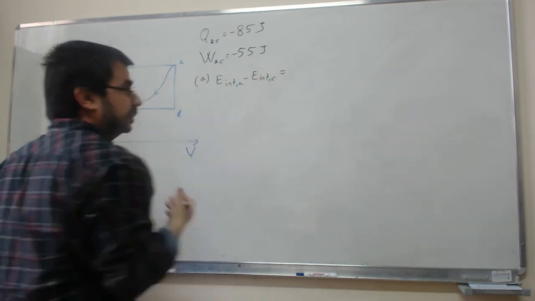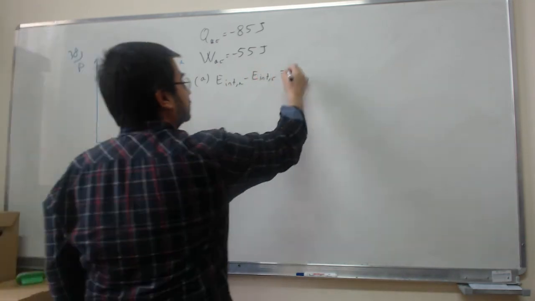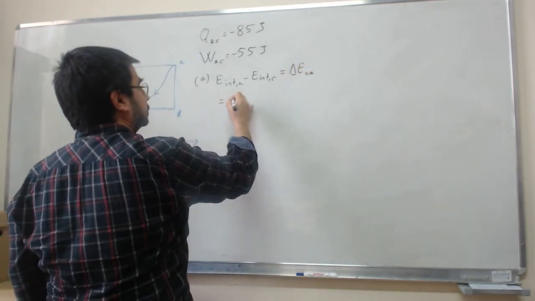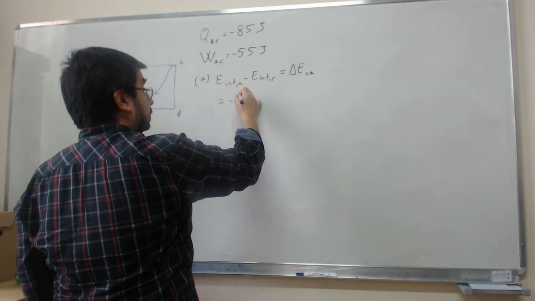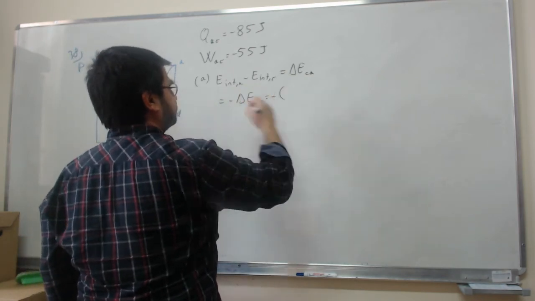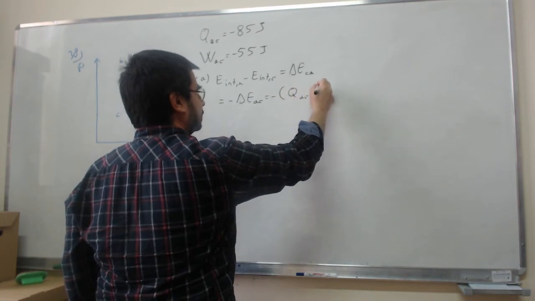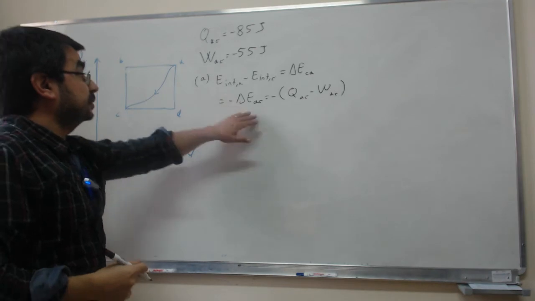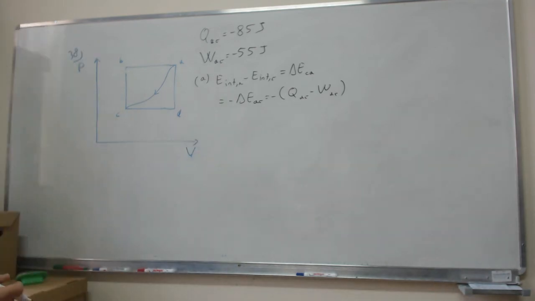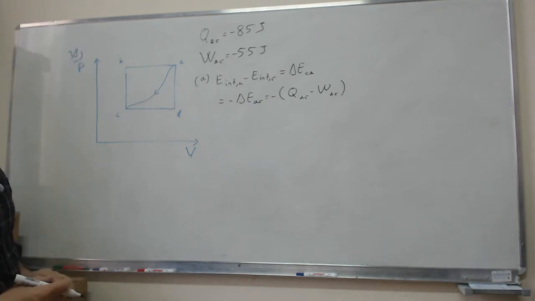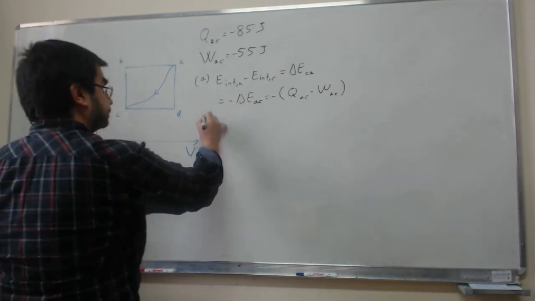Now, if you look at the previous problem, you already know that this is delta E CA, which is just minus delta E AC, which is just minus QAC minus WAC. Right? So these two things are given, so you can calculate the change in internal energy as you go from A to C, which is just negative of the internal energy as you go from C to A, which is what this is.